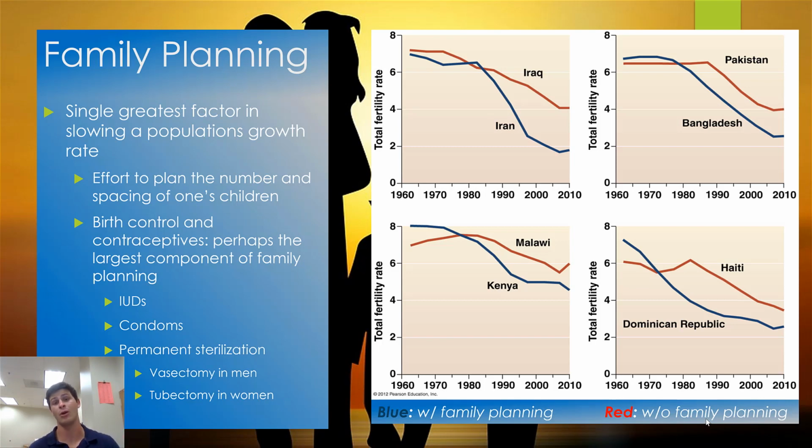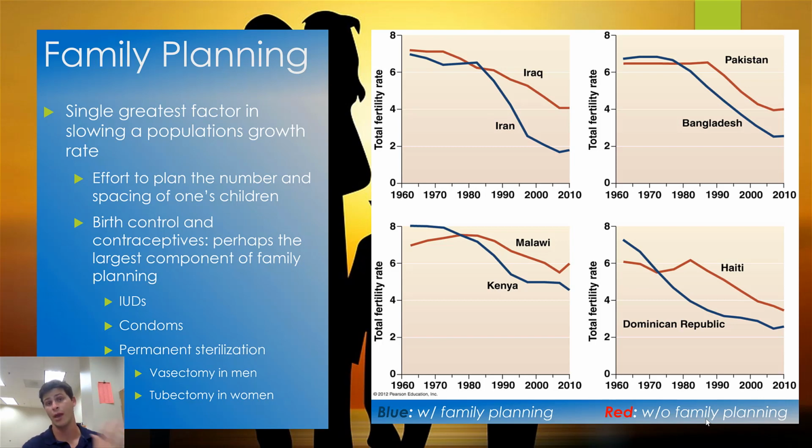And again, going back to what we already talked about, this can dramatically reduce total fertility rates because you decrease accidental pregnancies. And because birth control and contraceptives are perhaps the largest component of family planning, things like IUDs, condoms, and permanent sterilization, family planning has the greatest impact in lowering the total fertility rate of a given population.